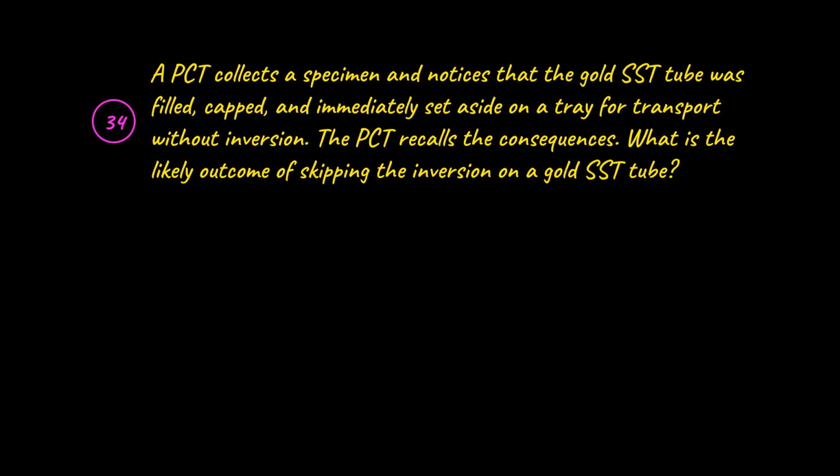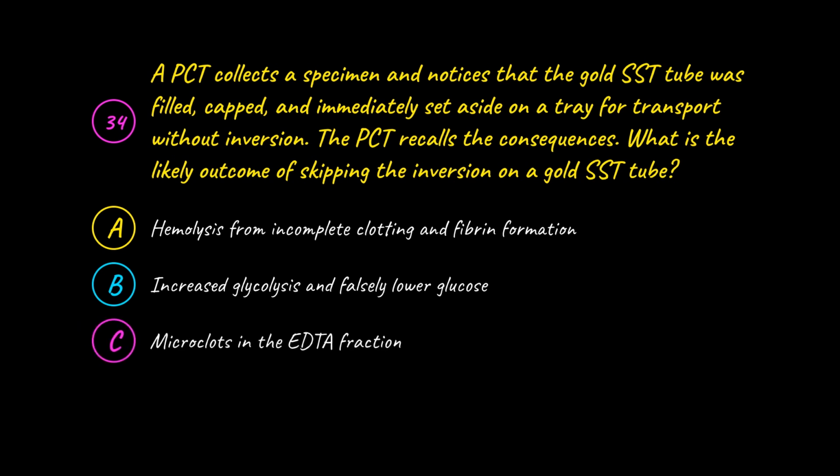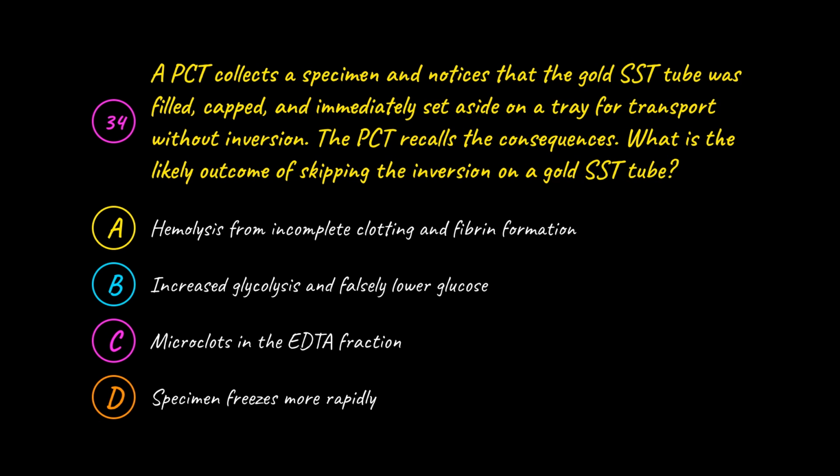Your options are A. Hemolysis from incomplete clotting and fibrin formation. B. Increased glycolysis and falsely lower glucose. C. Microclots in the EDTA fraction. D. Specimen freezes more rapidly. Take a second. Which answer would you pick?